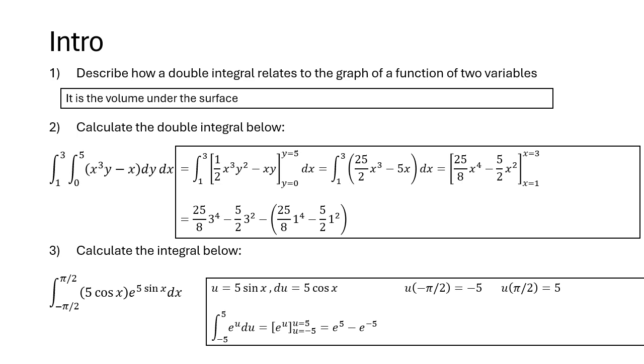Noting that the antiderivative of e to the u is just e to the u, this results in e to the u evaluated from u equals negative 5 to u equals 5. Plugging in those limits and subtracting gives us a final answer of e to the fifth minus e to the negative fifth.